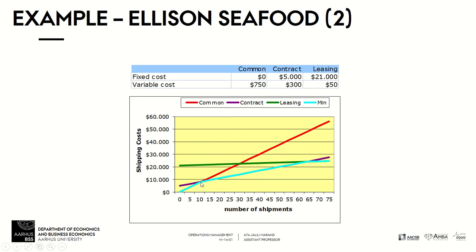If the number of shipments is something between 11 and 60, let's say 40, if it is something in this area, then it is the second alternative that will give us the lowest cost. And if the number of shipments is greater than 64, then it is the last alternative that will give us the lowest cost. To calculate these points, we just need to put the equations of these two lines equal to each other and then solve them for x.